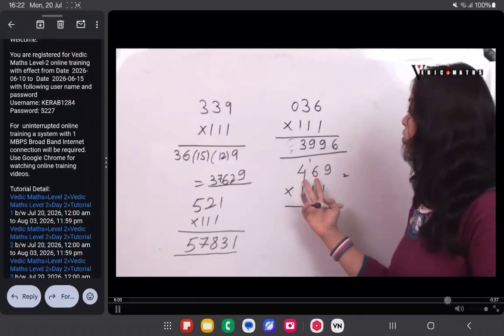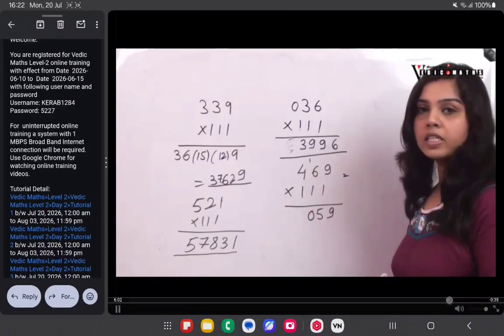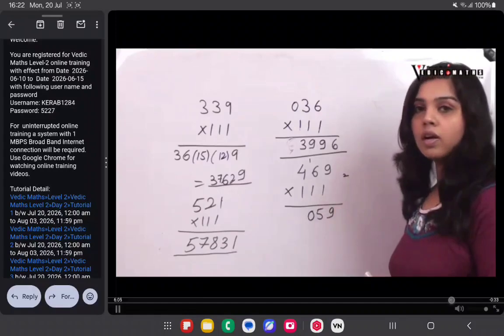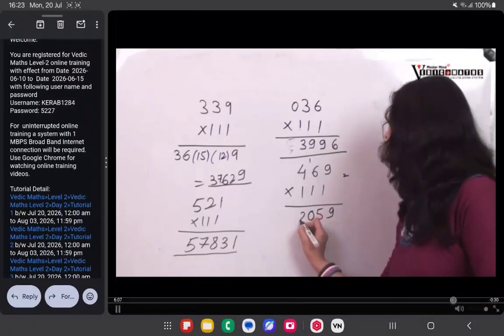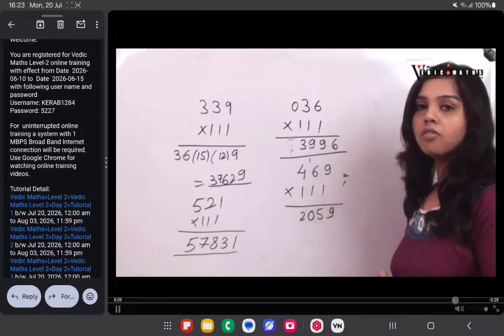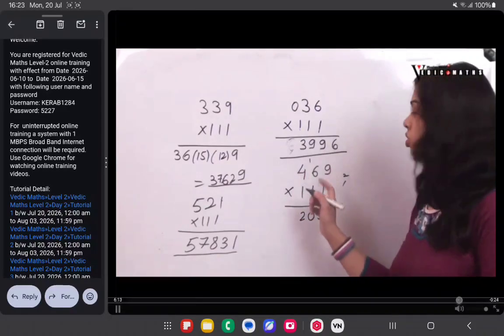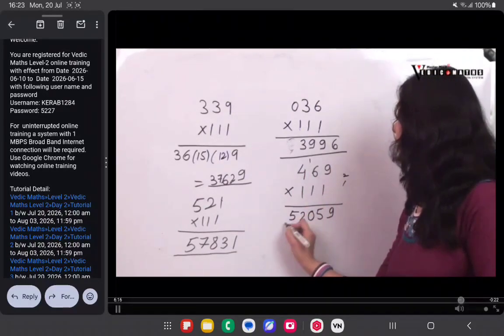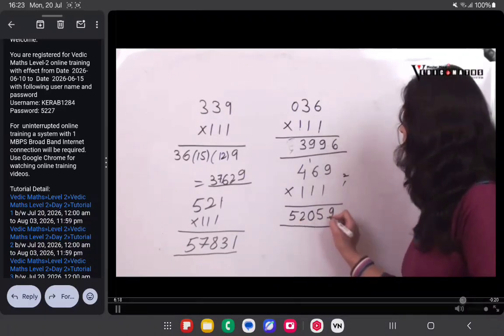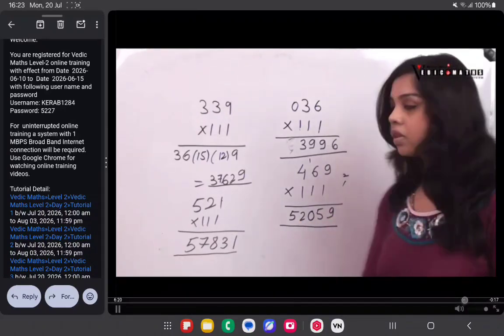Then the sum of these two numbers, 6 plus 4 is 10, 10 plus 2 is 12. That means we write 2 here and 1 is carried forward. Then the last number as it is, but we have 1 carry, so 4 plus 1 is 5. So our final answer is 52059.